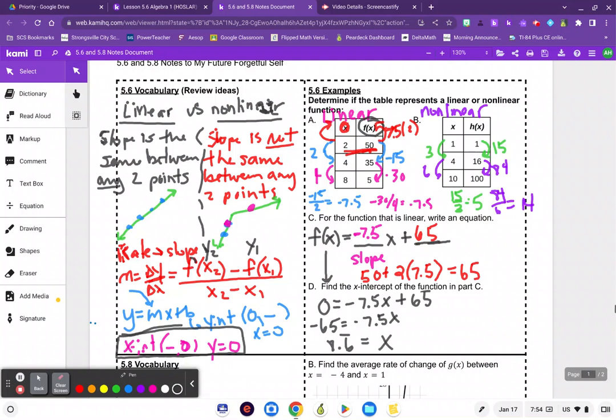So you can either write it as 8.6 with the bar. You can write it as 8.67. Either of those two things is okay. What that means is I have the ordered pair 8.67 comma 0. That would be my x-intercept.